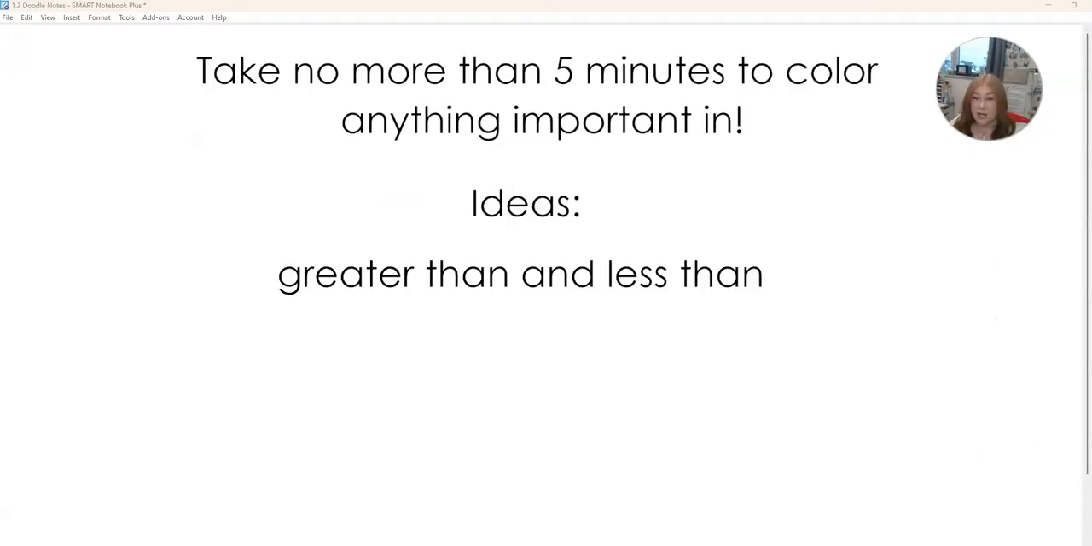All right, so to finish up, you're going to take no more than 5 minutes, and color in anything important, those greater than, less than signs, what's going to help you remember which one is the greater than, which one is the less than sign. That word inequality, so not, equal. So anything that you think is important, go ahead and color in.